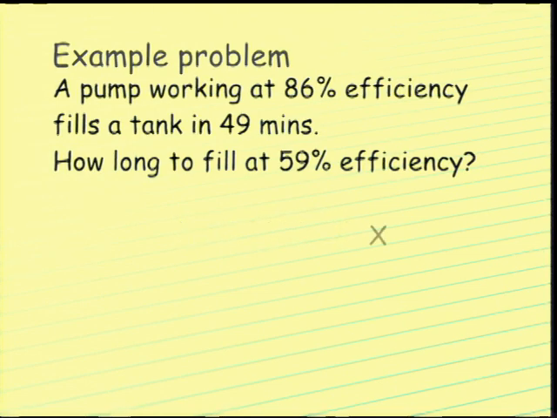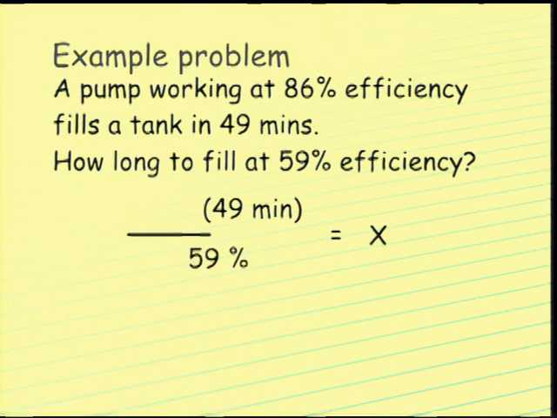The unknown value is the time it takes the pump to fill the tank at a reduced efficiency, and we would expect the unknown number of minutes to be larger than the known number of 49 minutes. The known values of the other unit are 59% and 86%, so we arrange these numbers into a fraction by which to multiply 49 minutes. The answer should be larger than 49 minutes, so the fraction should be larger than 1: 86 over 59. We can now determine x by multiplying 86 times 49 and then dividing it by 59. The answer is 71 minutes.